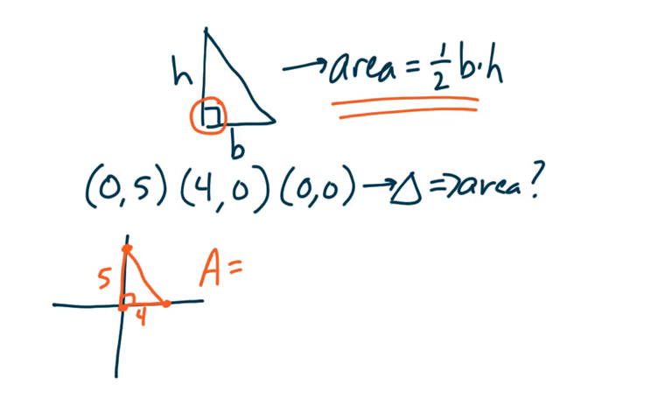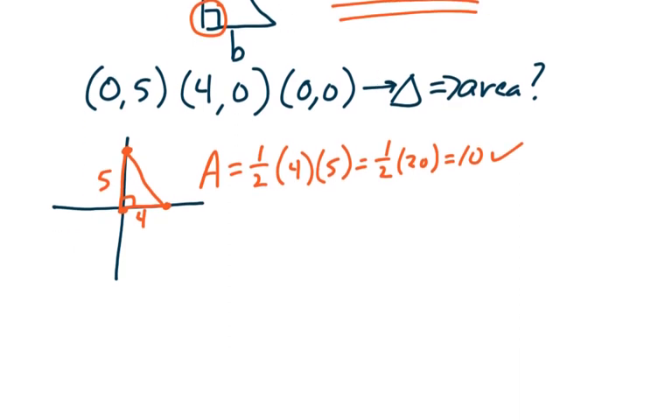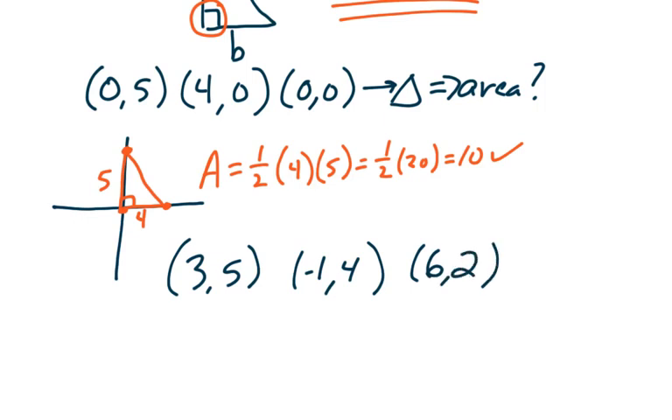A for area. Area equals 1/2. Well, the base of this triangle looks like 4, and the height looks like 5. That's 1/2 of 20, which is 10. All right, that sounds pretty good. But is there another way I can do that? The reason why I think about that is if I give you another example, and I give you strange points that are maybe not going to make a right triangle. I don't think those are going to make a right triangle. Even if they do, that's great, but it'd be great if we can find another way to find the area of this one.